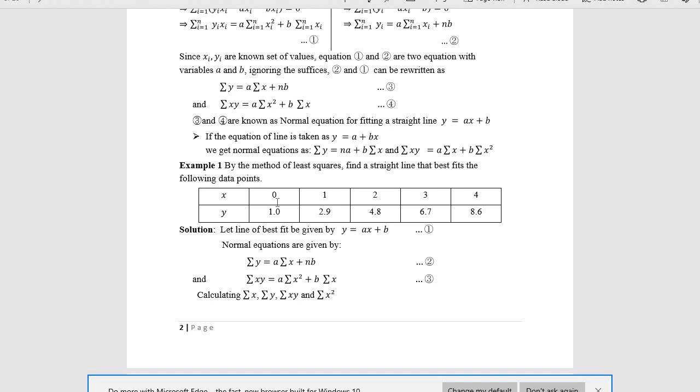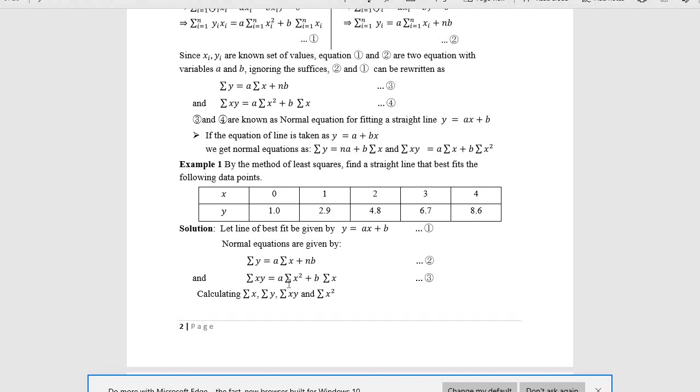So in example 1, by the method of least squares, the data is given. How many paired values? 1, 2, 3, 4, 5 paired values. n is equal to 5. Take n is equal to 5 and construct the normal equations as it is. Sigma y is equal to a sigma x plus nb. I want to calculate the a, b values.